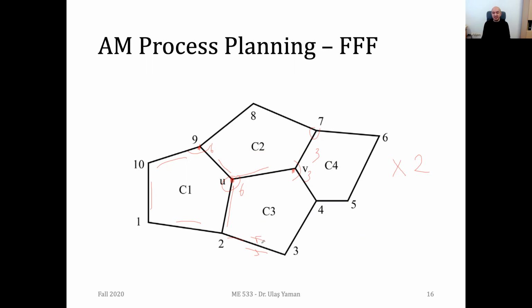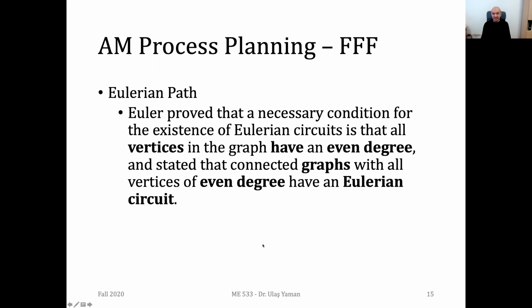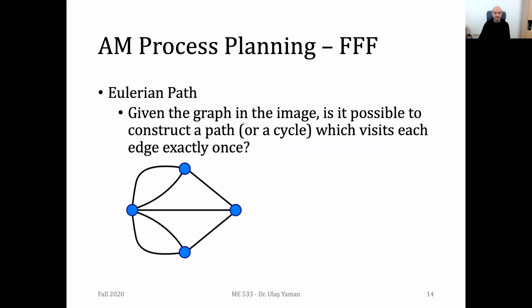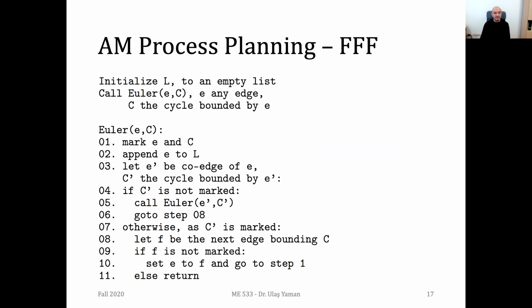We are going through these edges twice, and that's why, while printing this one, I decreased the amount of extruded material while passing through these edges, so that at the end of the fabrication I would have the same amount of material set by the user. So this is our algorithm and how to obtain the Eulerian paths.